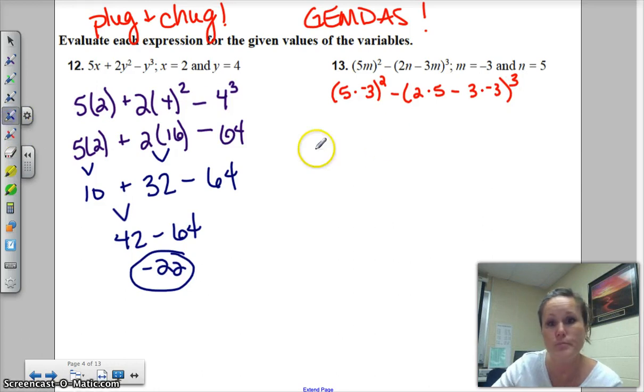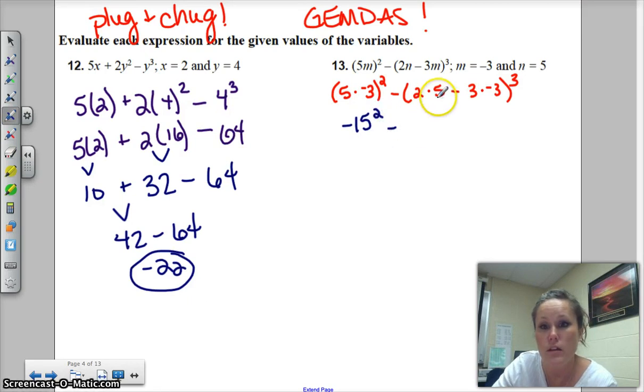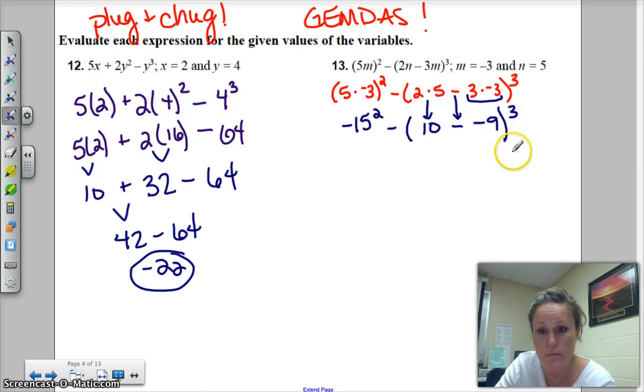So this is going to be negative 15 squared minus, this is going to be in parentheses, 2 times 5 is 10, minus, and then this, 3 times negative 3 is negative 9 cubed. Okay, now if you messed up on this, this is probably where you messed up.